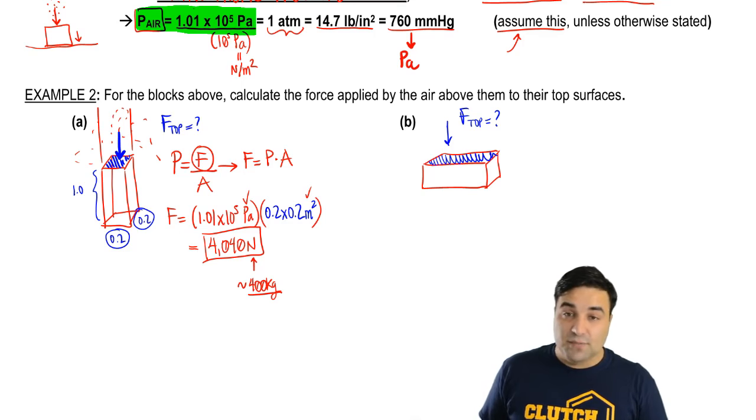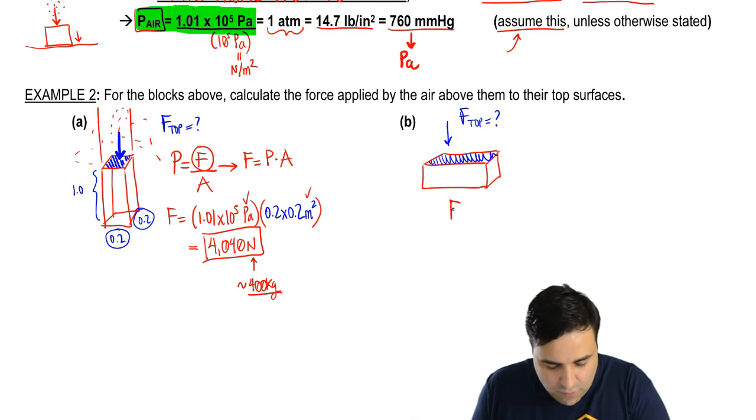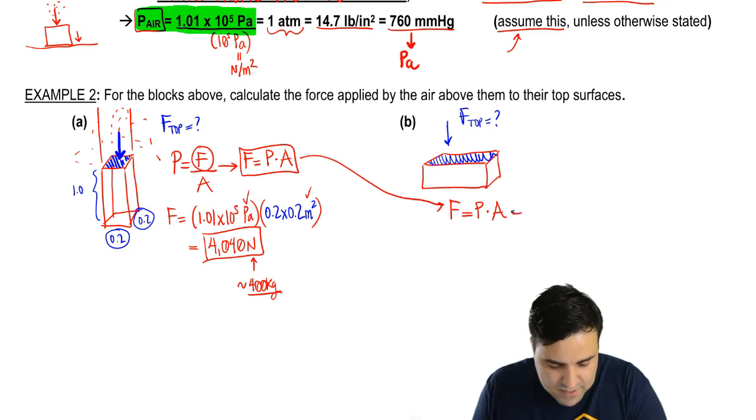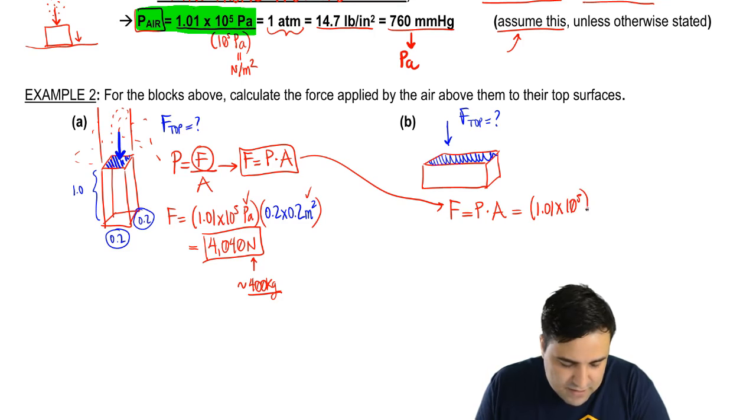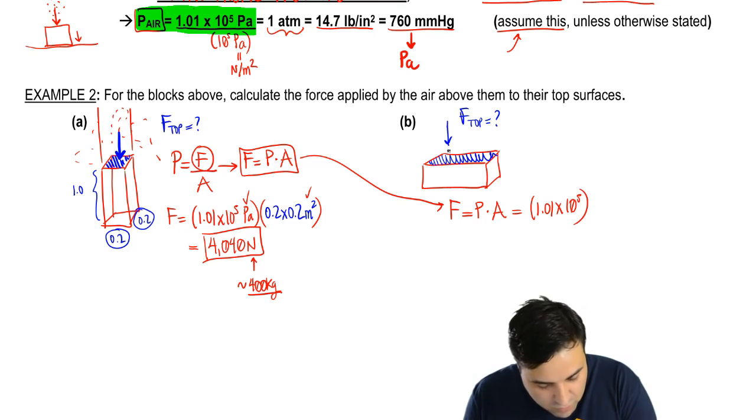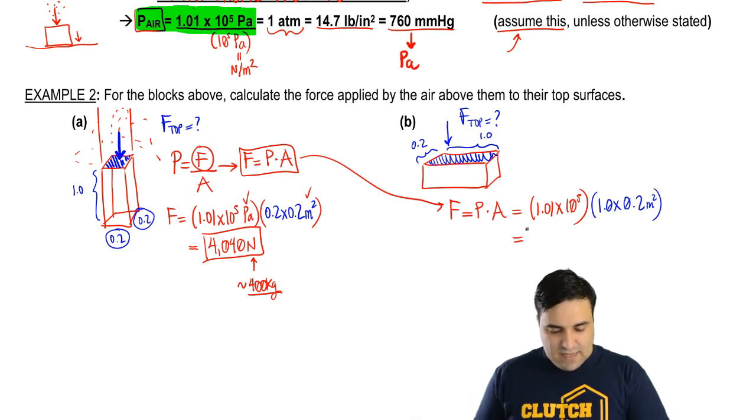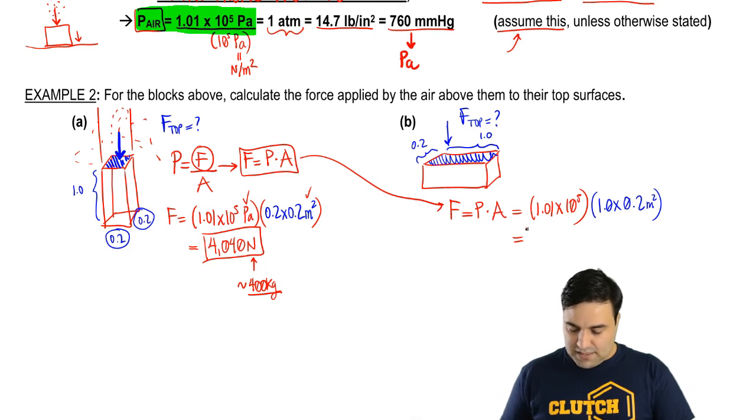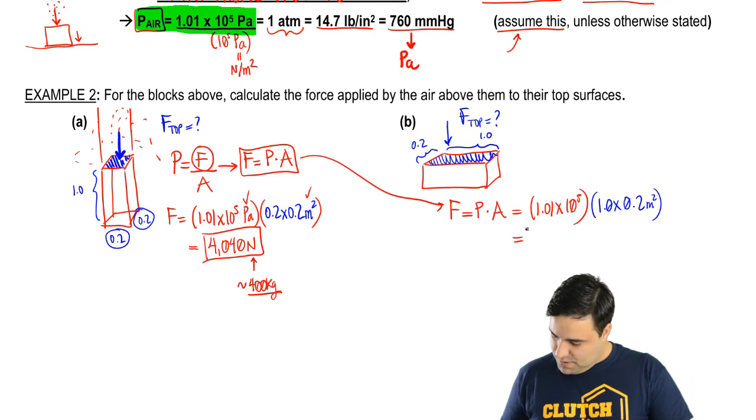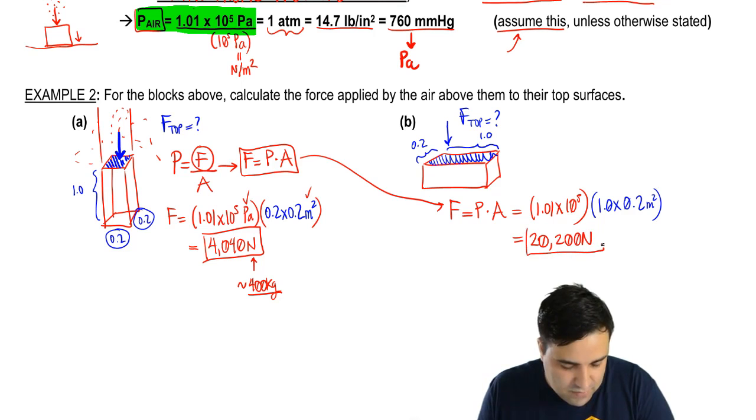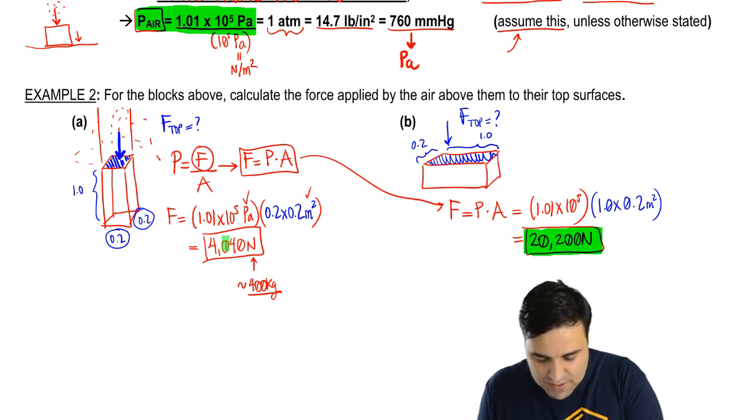All right, so for the second one, it's going to be very similar, but we're just going to use different numbers. So the force, remember, we can just start from here. Force is pressure times area. The pressure is 1.01 times 10 to the fifth. And the area now is going to be the long dimension here, which is 1, and one of the smaller dimensions, which is 0.2. So this is going to be 1 times 0.2 square meters, and the force will be 20,200 newtons.